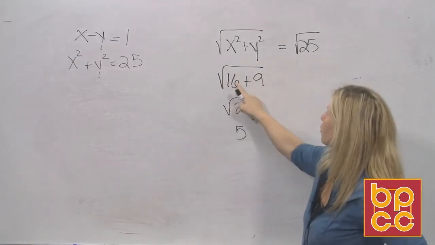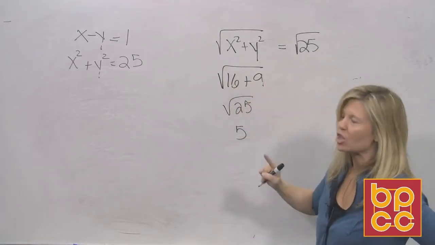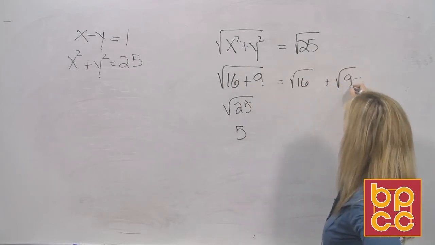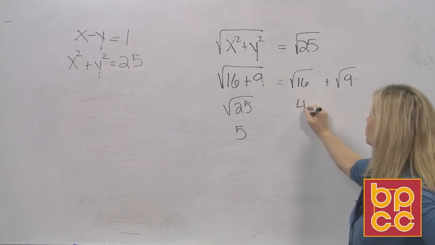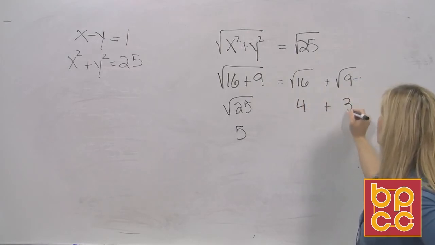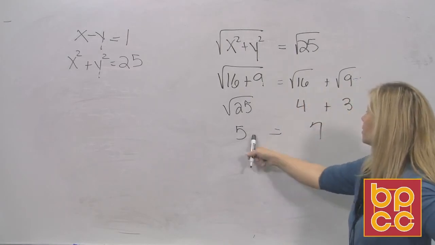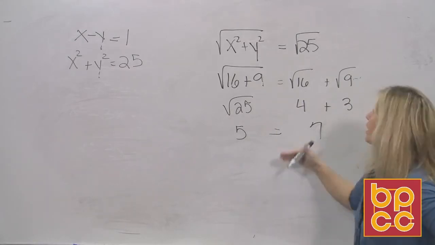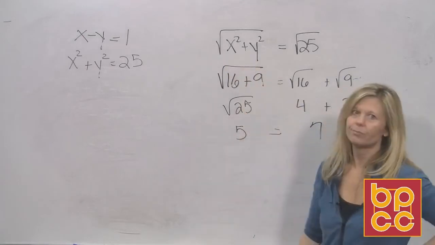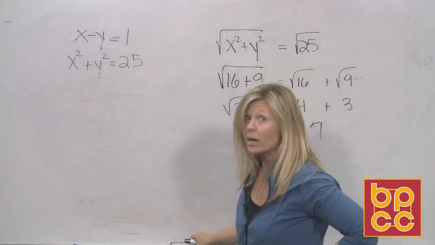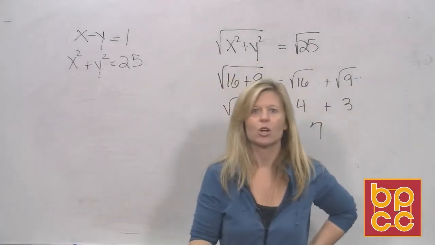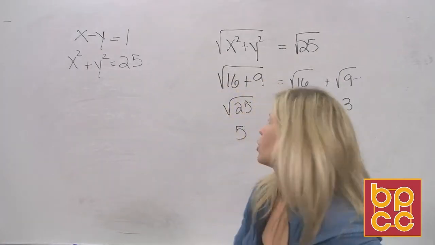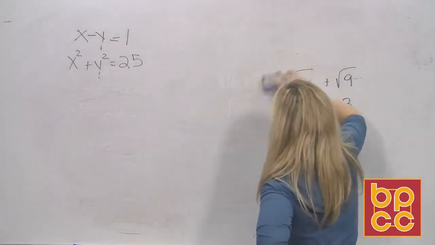You wouldn't separate it into 2 different square roots, because watch, if you did, the square root of 16 is 4, the square root of 9 is 3, that makes 7. Does 5 equal 7? No. That proves to you that you can't take this apart. So you have no choice. You can't change the variables. You can't make an x into an x squared or an x squared into an x.